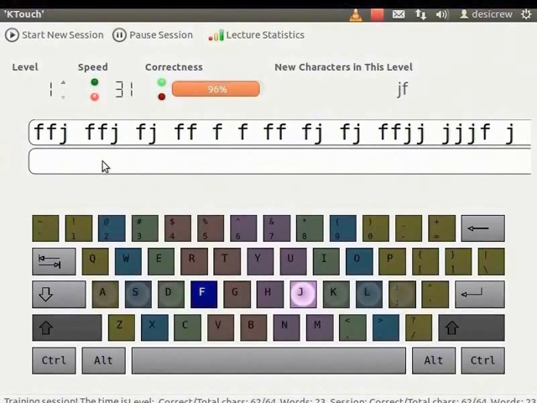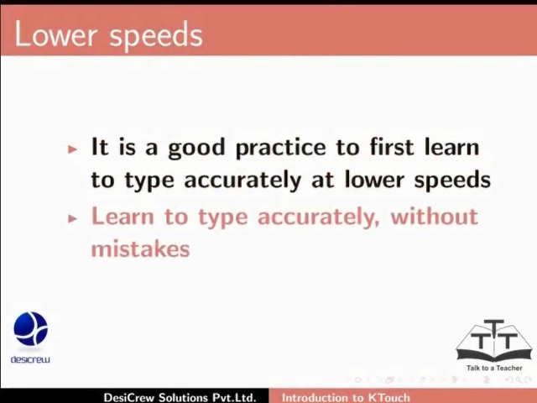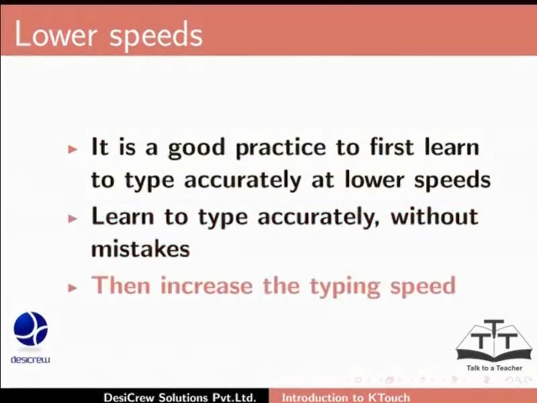Let's check how accurately we have typed. The correctness field displays the percentage of correctness of your typing. For example, it may display 80%. We have completed our first typing lesson. It is good practice to first learn to type accurately at lower speeds. Once we learn to type accurately without mistakes, we can increase the typing speed.